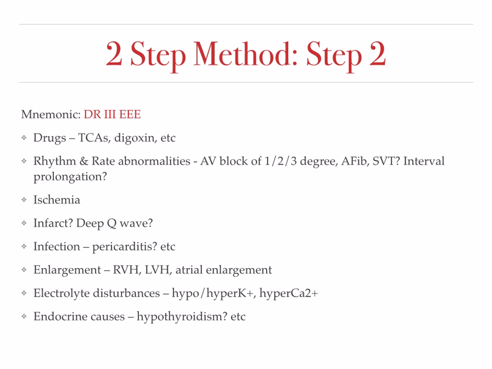So the second step in this method is going to be the mnemonic DR. III. And here we're looking for possible causes to any of the abnormalities which we might have discovered in the previous step. Here, D stands for drugs, looking for anything such as TCAs, digoxin, or other possible drug overdoses or side effects. R stands for rhythm and rate abnormalities, such as AV block of first, second, or third degree, atrial fibrillation, supraventricular tachycardias, any interval prolongation.